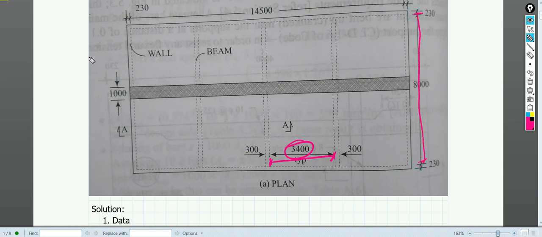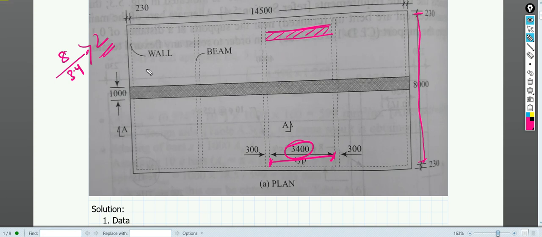And if you find out the ratio, 8 by 3.4, the longer side by the shorter side, obviously it will be greater than 2. So it is a one-way slab, and we can design it as a one-way slab. Or you can just take a small strip along the shorter side. We will design this strip, and whatever reinforcement will be required, we will provide all along, and all the spans are similar, so we can provide the same reinforcement.